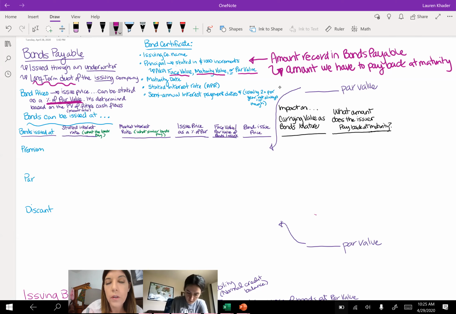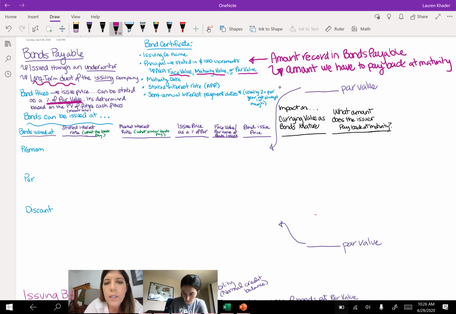One thing I forgot to note is that bonds payable is basically a large number of notes payable issued all at once. So instead of going to 10 different banks to get different notes at different periods of time, we're going to go through one bond indenture and issue all of the bonds at once, all of the notes at once.